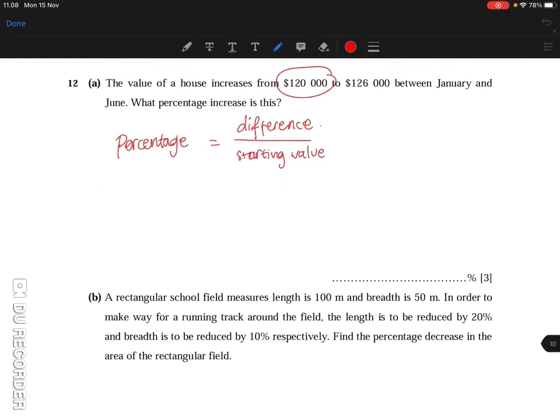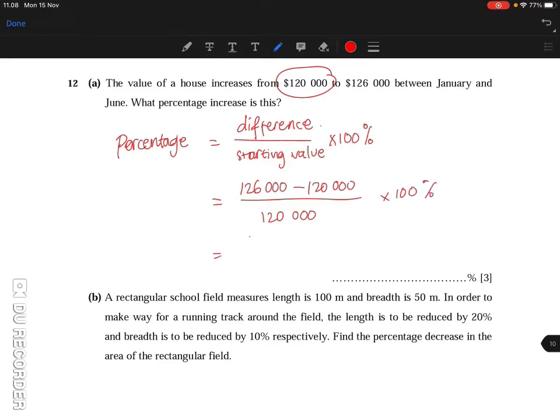Okay, difference. It means you have to minus this, 126,000 minus 120,000, over the starting value. It is going to be 120. Oh, sorry guys, I skipped the multiplication with 100%. Alright, this one, find the difference: 126,000 minus 120,000 over 120,000, multiply it with 100%.